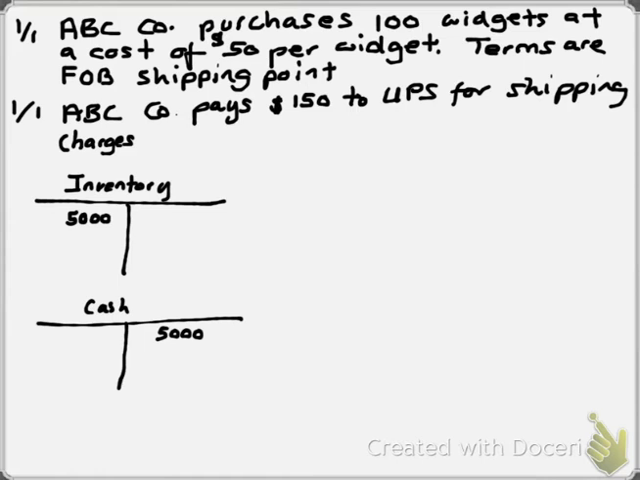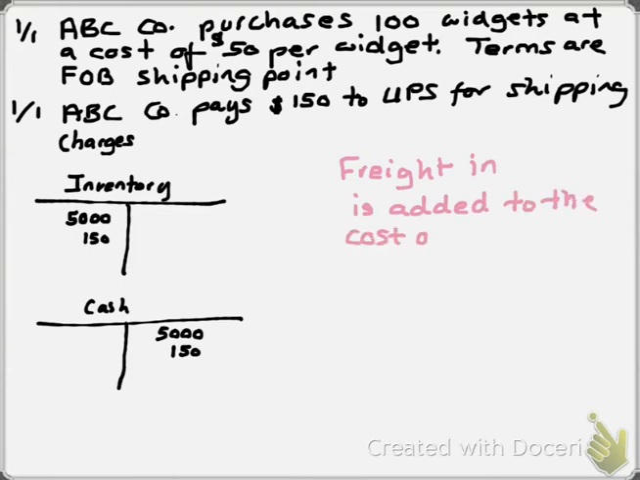Now, for the second transaction, we pay $150 for shipping charges. Well, what do we do here? We know that we paid cash, so cash will be credited, and we know that inventory cost went up. So we're going to debit inventory $150 for shipping charges, and we're going to credit cash $150 for shipping charges. Again, remember, freight is added to the cost of inventory.